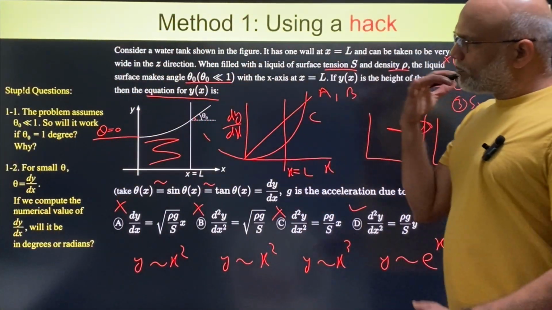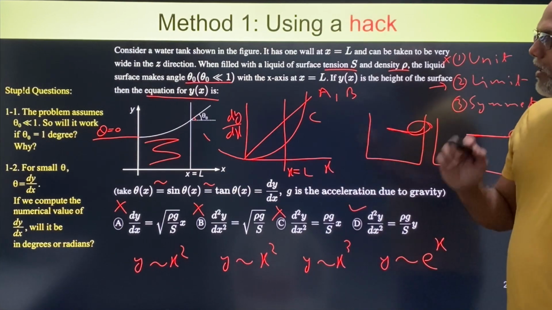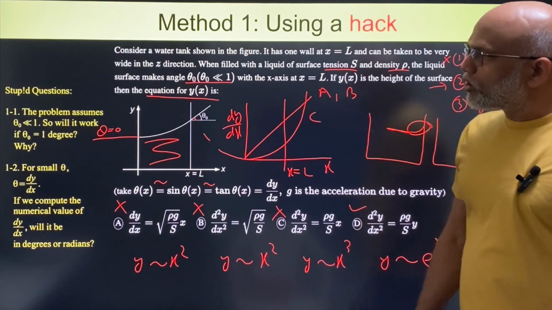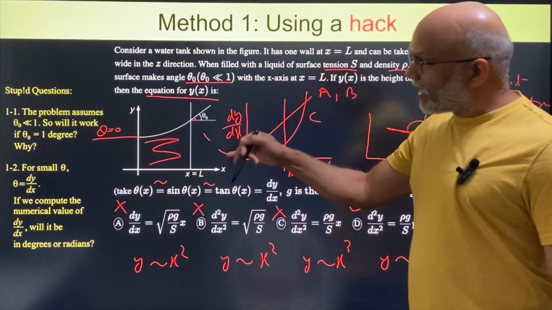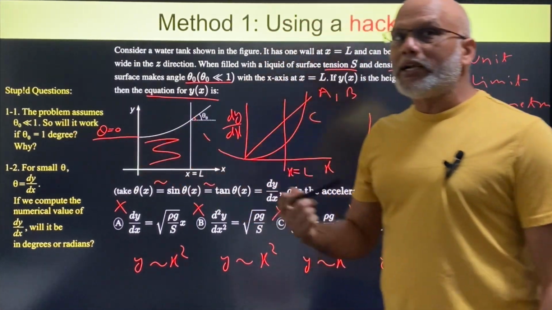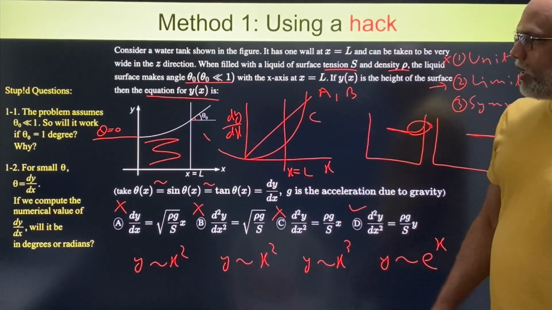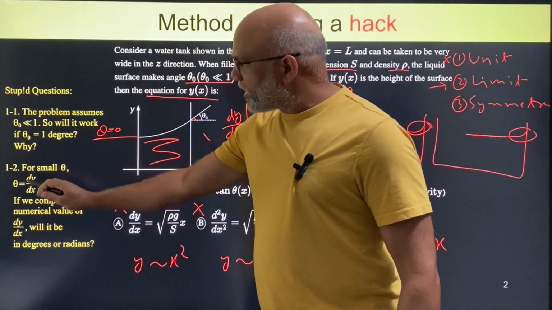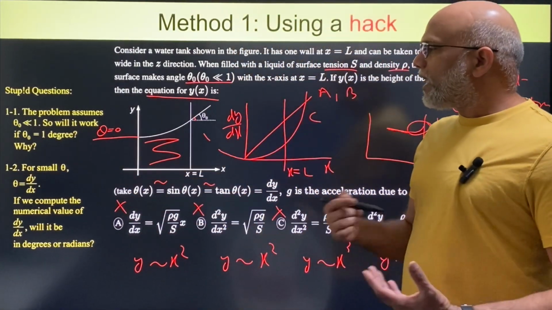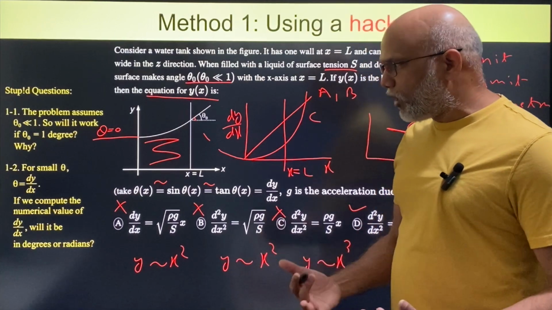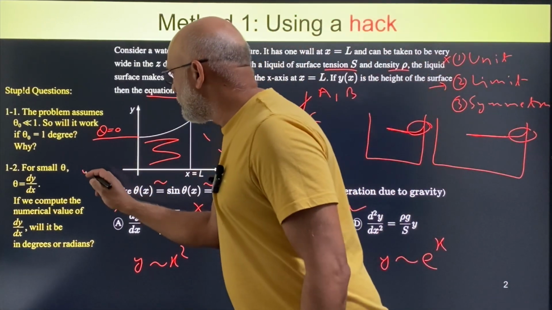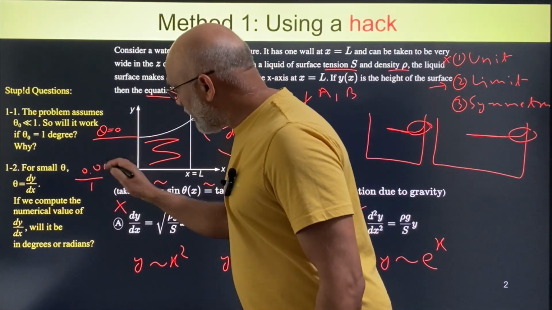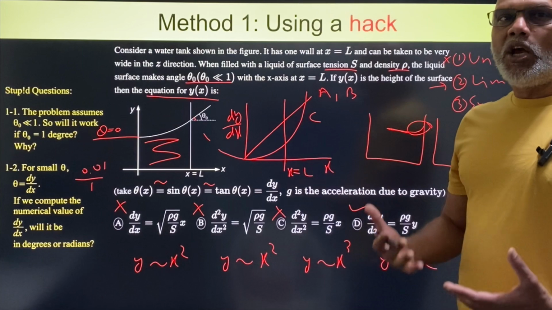Okay, I have a couple of questions here for you. Now, in this problem, we assume that theta naught is much less than 1. So, is this analysis going to work if theta naught is 1 degree? You have to explain why. And the second question is, for small theta, we can make this approximation, theta is equal to dy over dx. So let's say we compute a numerical value of dy over dx. Let's say dy is 0.01 and dx is, let's say, 1. So this value that I get, is that going to be in degrees or radians?